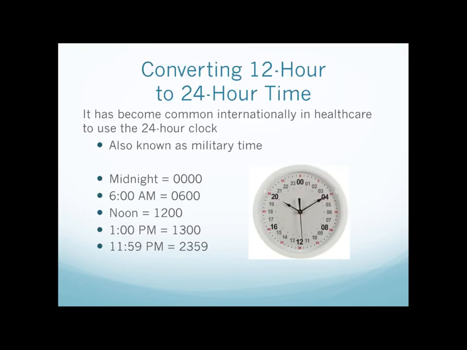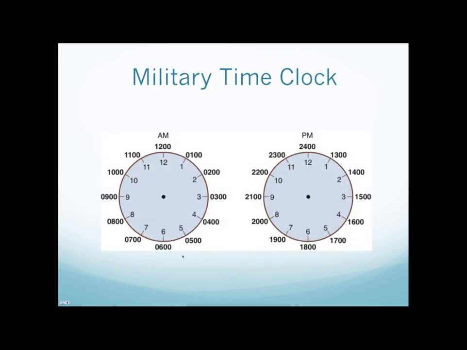In pharmacy, you'll need to be able to convert times to military time. So here's an example. Midnight is 0100, 6 a.m. is 0600, noon is 1200, 1 p.m. is 1300, and 11:59 p.m. would be 2359.